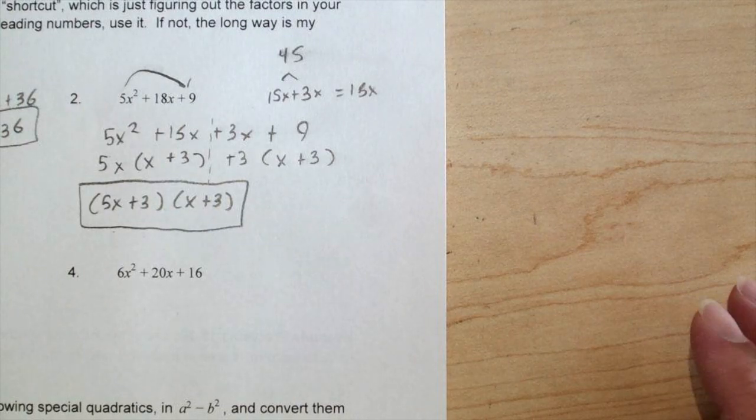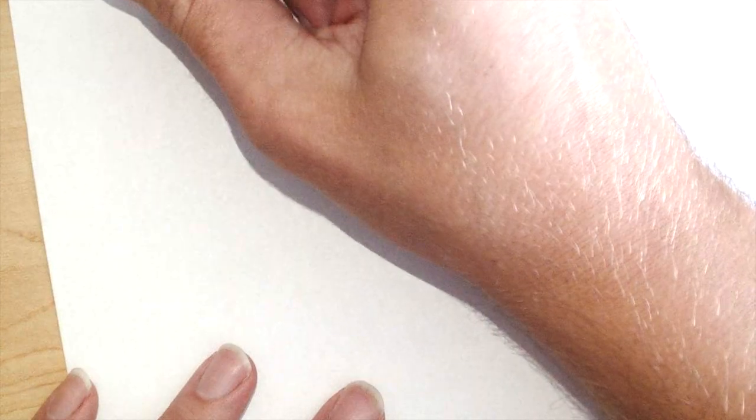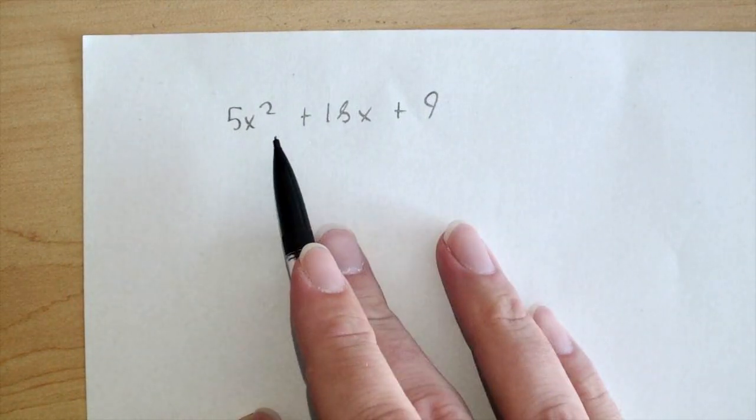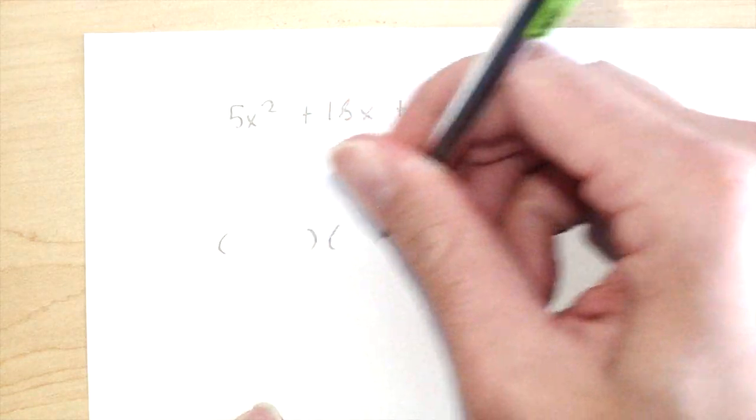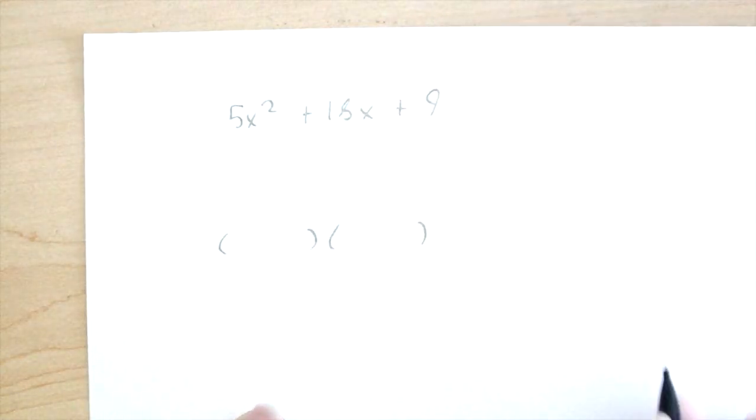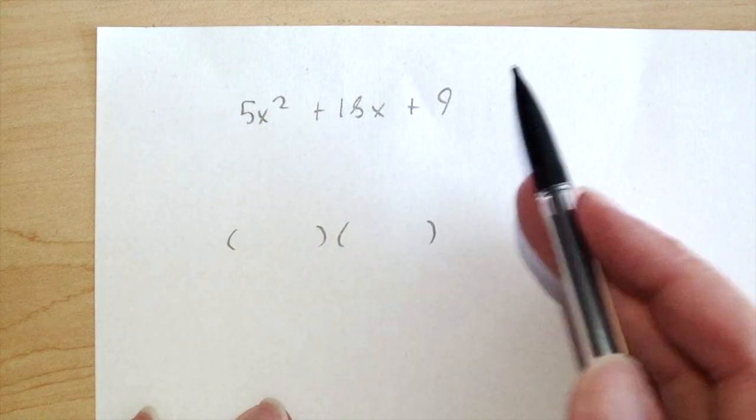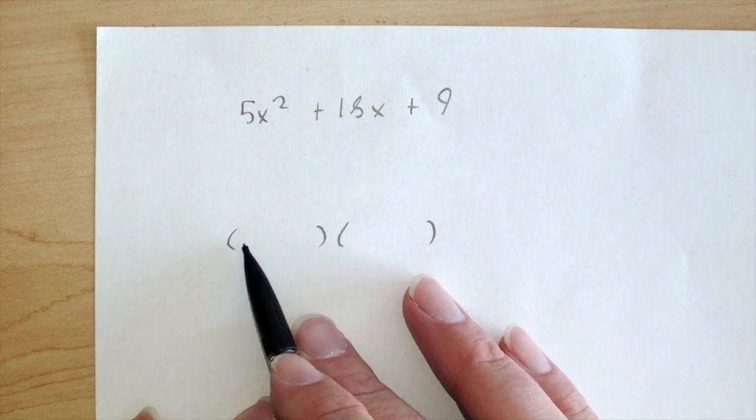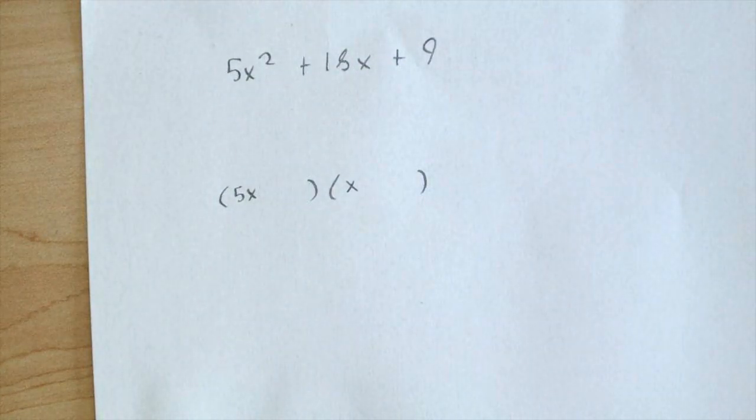Okay, so if we were trying to get this result from the beginning, the first step, and honestly I'm going to do it on a separate sheet of paper. What we know is that this is going to factor to two terms, right? And since 5 is a prime number, that means that my leading numbers are going to have to be 5x and x. Hopefully everyone is with me so far.